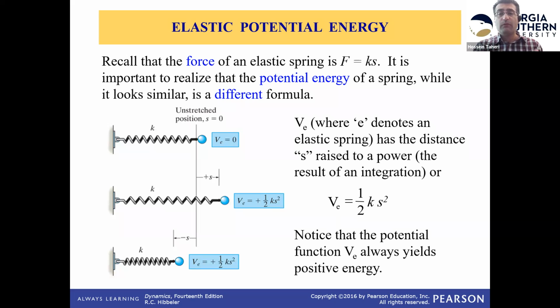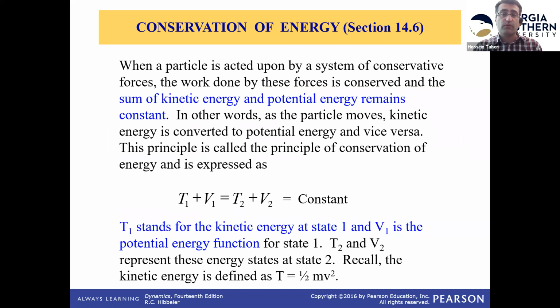Now, how can we use it in the conservation of energy? For the conservation of energy, we are saying that when the particle acts upon a system of conservative force, the work of the force is conserved such that the sum of the kinetic energy and the sum of the potential energy remain constant in the first situation, number one, and in the second situation, number two. And you already remember that the kinetic energy equals 1/2 m, which is mass, velocity squared.